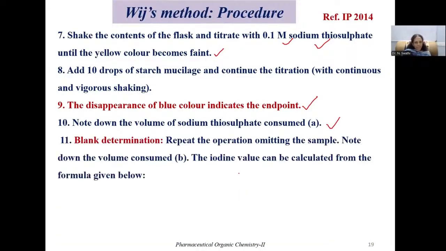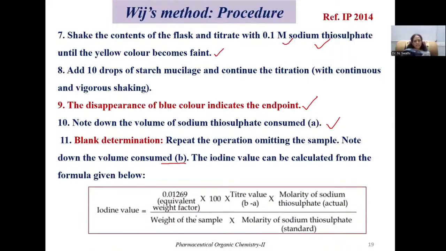Once the end point is reached, immediately note down the volume of thiosulfate run down and consider it as A ml. Now perform the blank titration. That means the whole titration is continued without the sample. Whatever volume run down we get at the end point in this blank determination is considered as B ml. Now these values, A and B, we will substitute in the iodine value formula.